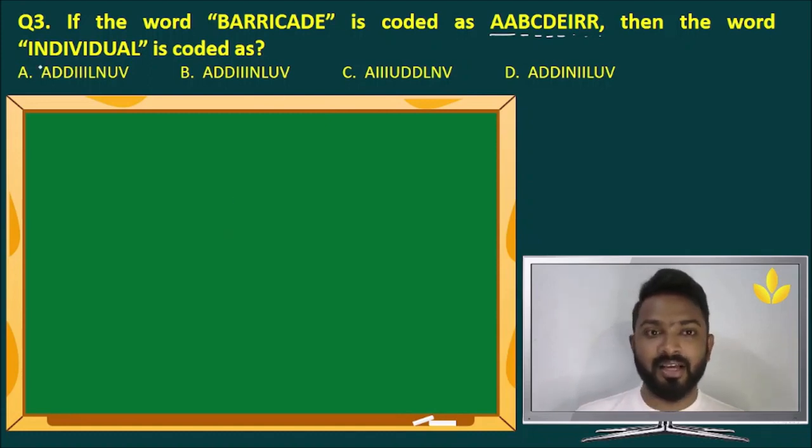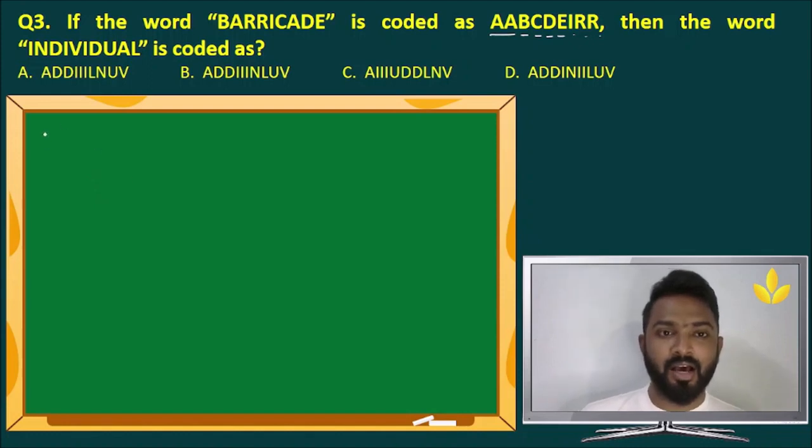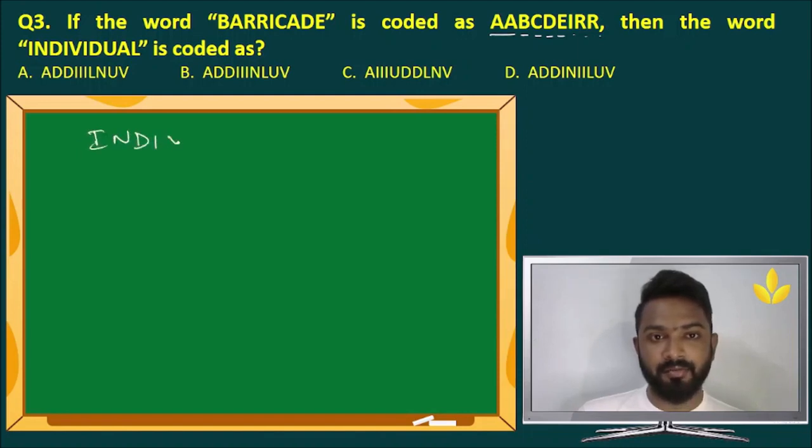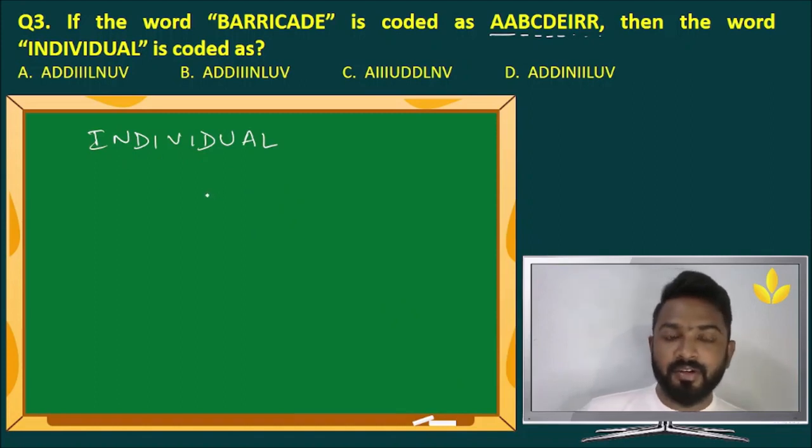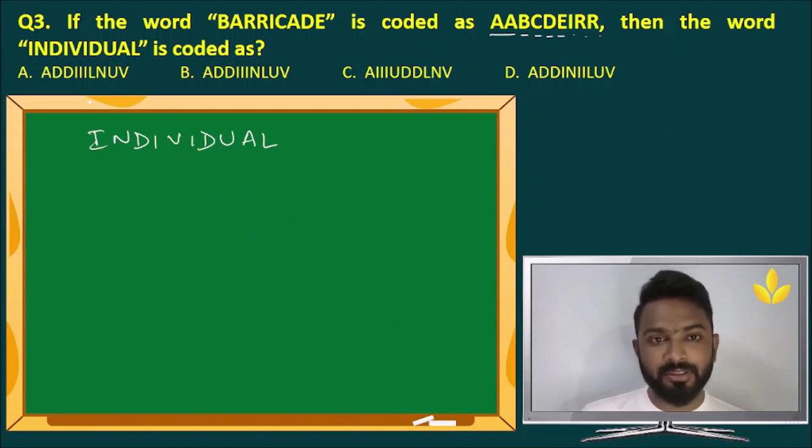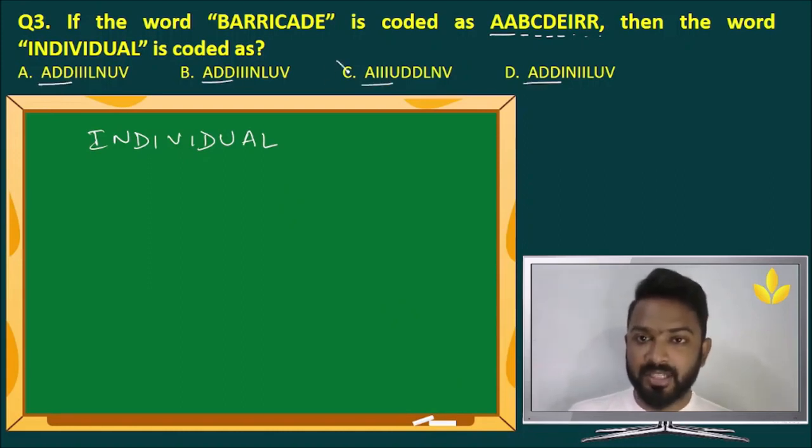So the same thing has to be used for individual. Okay, so we have individual over here. So I, N, D, I, V, I, D, U, A, L. Okay, so what is the first letter over here? Actually look at the options. With that itself you'll get the answer. We have ADD, ADD, AII, ADD. So obviously C is wrong because D has to come before I.